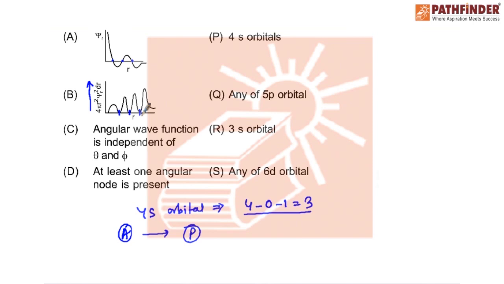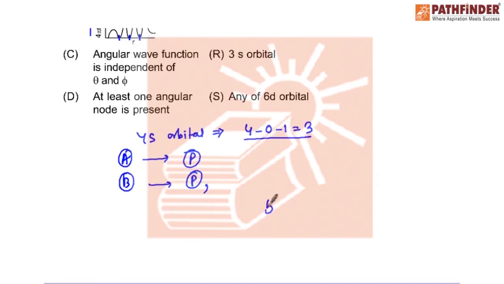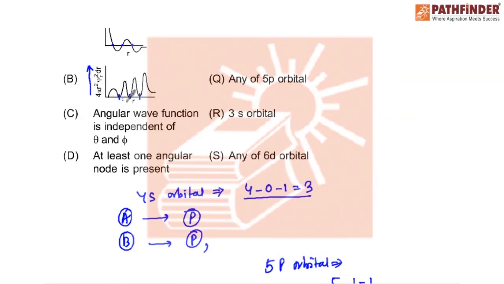So obviously B will have a match with P, 4s. And also if I'm talking about the 5p orbital, then n minus l minus 1, that is 5 minus 1 minus 1, so again we do have 3. So the 5p orbital should also have 3 radial nodes. So this graph may be of 4s or 5p. So B has a match with Q as well.